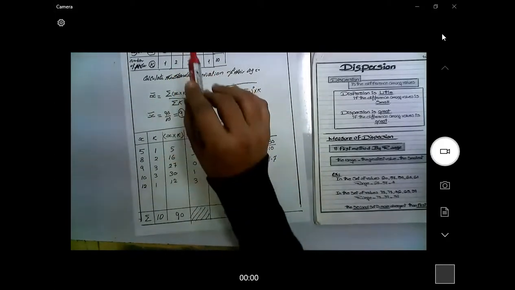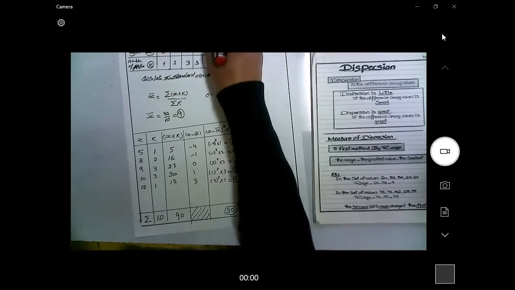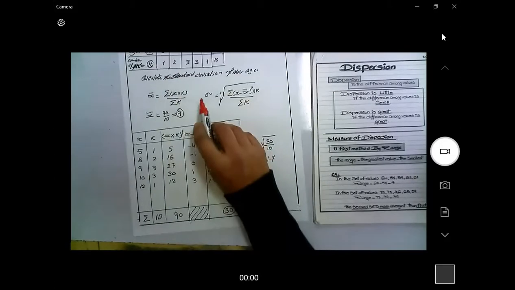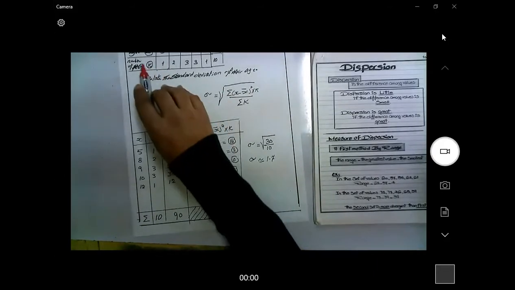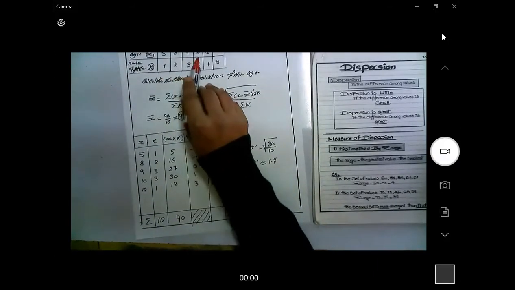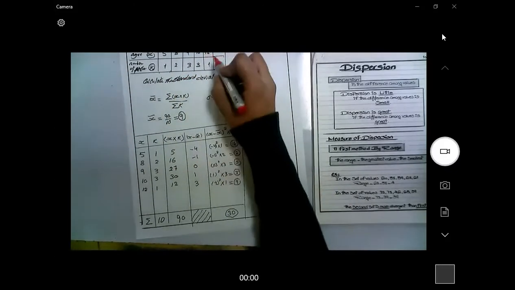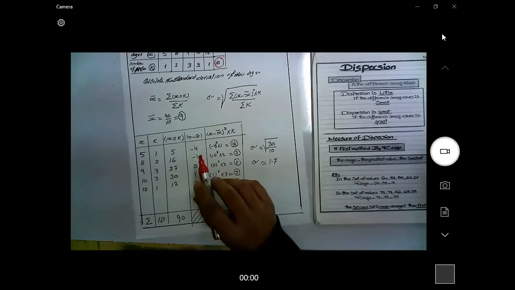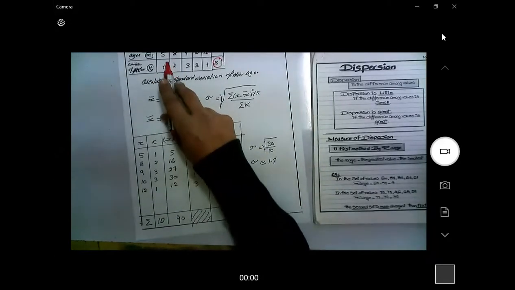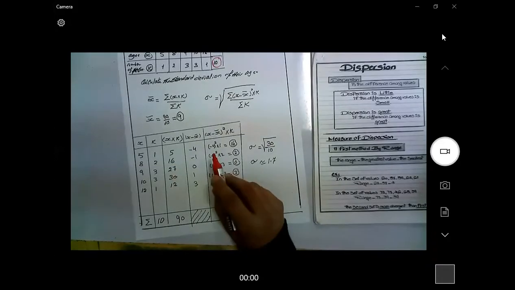How can we get the standard deviation for frequency distribution? Frequency distribution is the table, which is 5, 8, 9, 10, 12, 1, 2, 3, 3, 1. The total number of students is 10. How can we get the standard deviation of the set of ages of these persons? We will get the standard deviation of their ages by another rule.